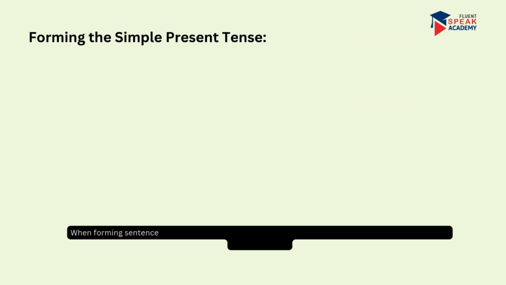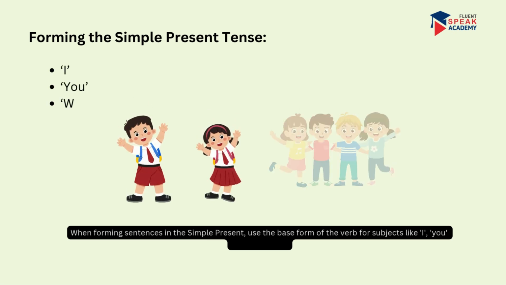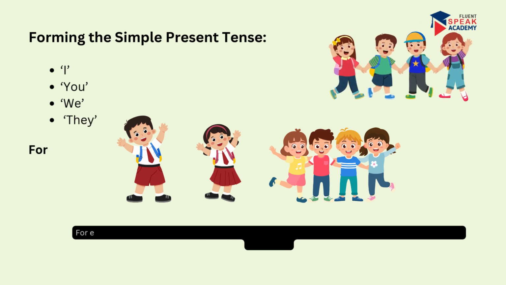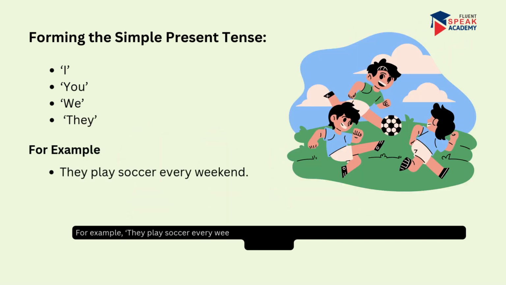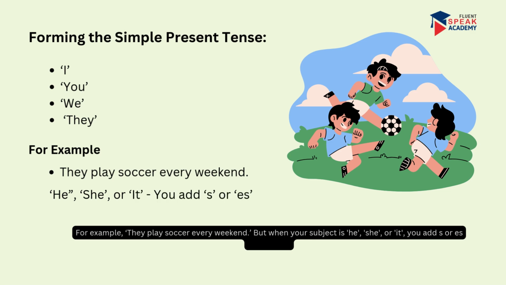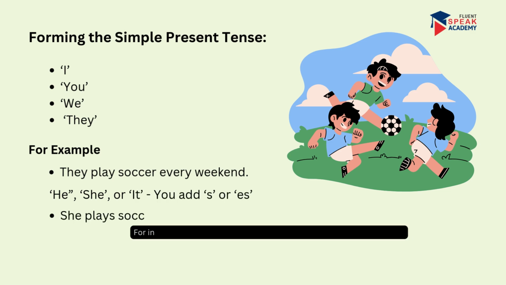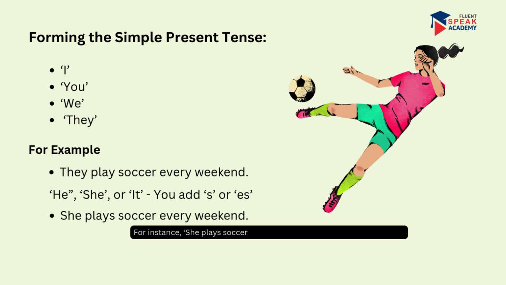When forming sentences in the simple present, use the base form of the verb for subjects like I, you, we, and they. For example, they play soccer every weekend. But when your subject is he, she, or it, you add s or es to the verb. For instance, she plays soccer every weekend.